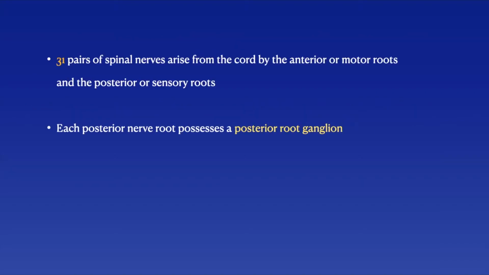There are 31 pairs of spinal nerves which arise from the cord by the anterior or motor roots and the posterior or sensory roots. Each posterior nerve root has a posterior root ganglion.